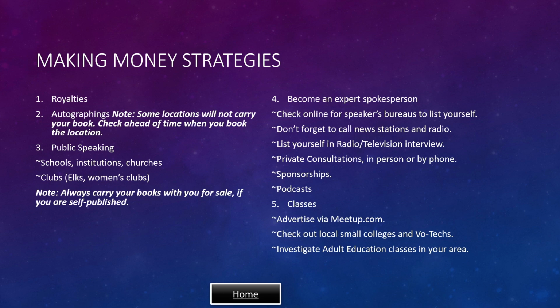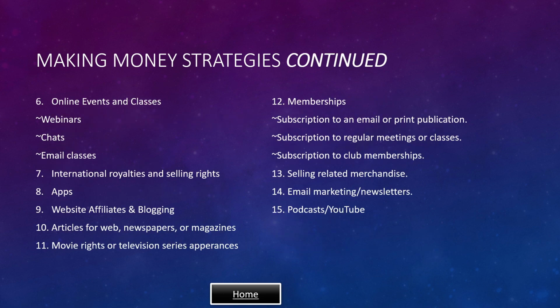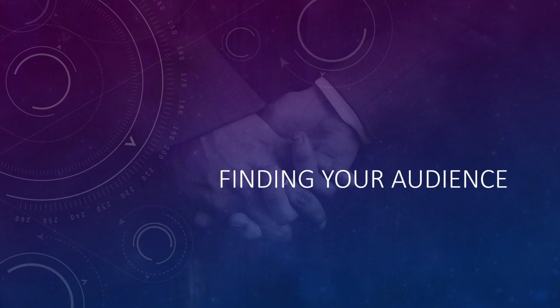Investigate adult education classes in your area, online events and courses, webinars, chats, and even email classes, international royalties and selling rights, apps, website affiliates and blogging, articles for web, newspapers, or magazines, movie rights or television series appearances, memberships, subscription to an email or print publication, subscription to a regular meeting or class, subscription to club memberships, selling related merchandise, email marketing and or newsletters, doing podcasts or uploading videos to YouTube.